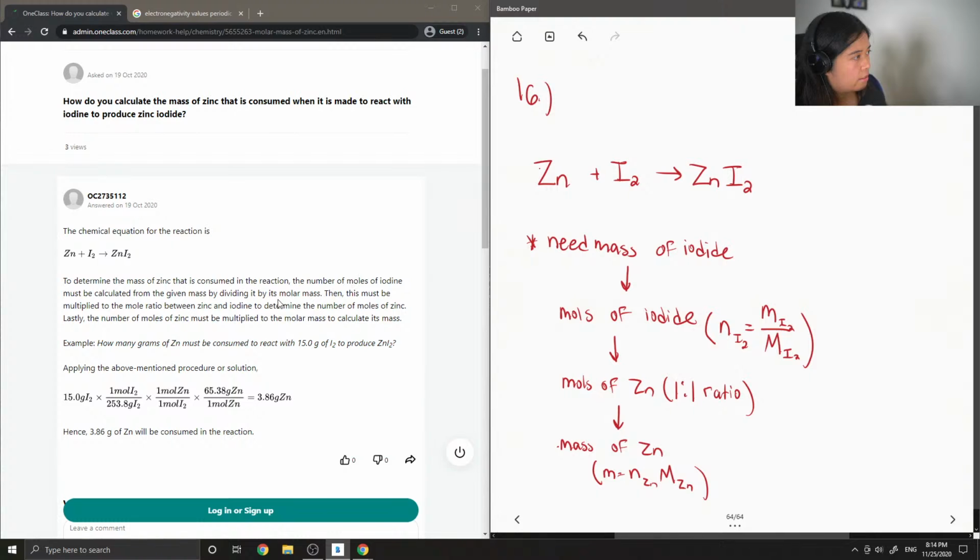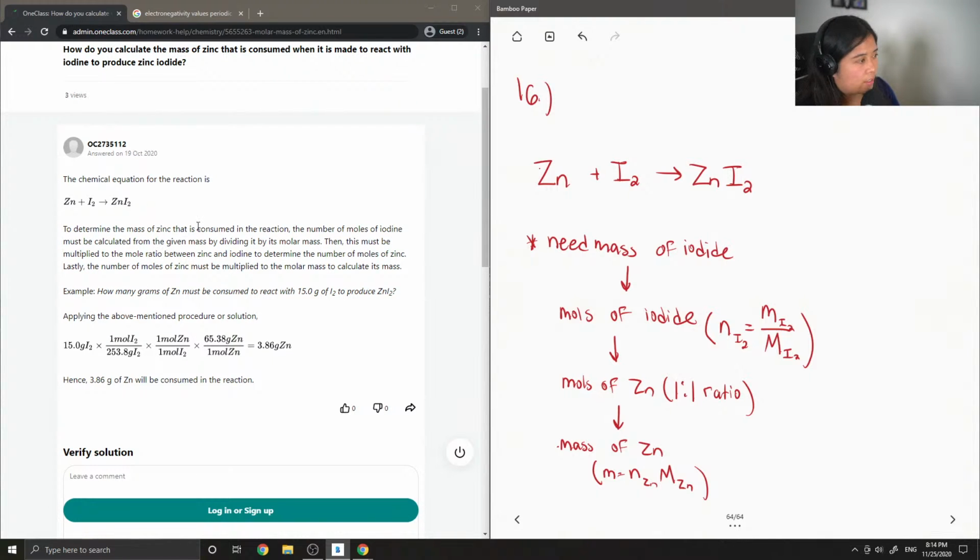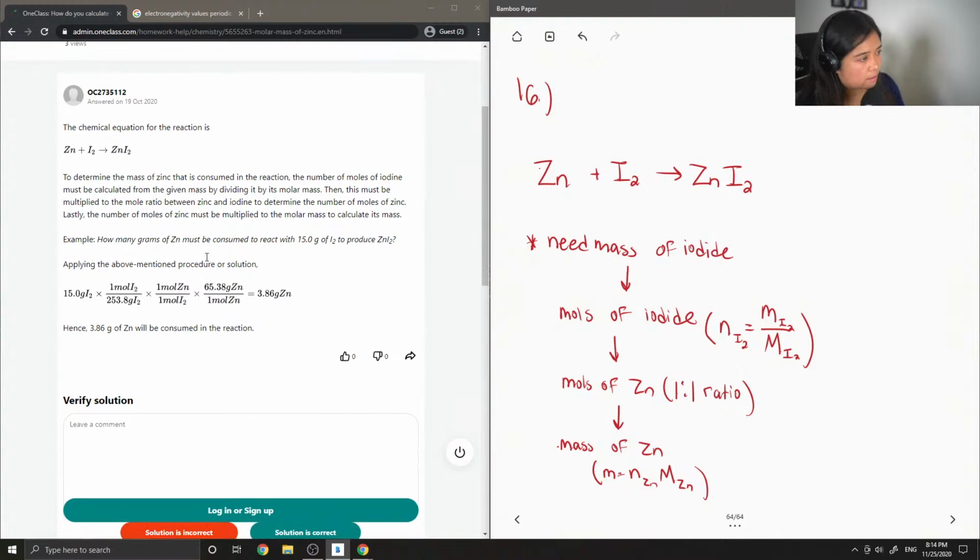Okay, so let's see what the junior tutor said. To determine the mass of zinc that is consumed in the reaction, the number of moles of iodine must be calculated from the given mass by dividing it by its molar mass. Then it must be multiplied by the mole ratio between zinc and iodine to determine the number of moles of zinc. Lastly, the number of moles of zinc must be multiplied by the molar mass to calculate its mass. So here they have an example, which is good.